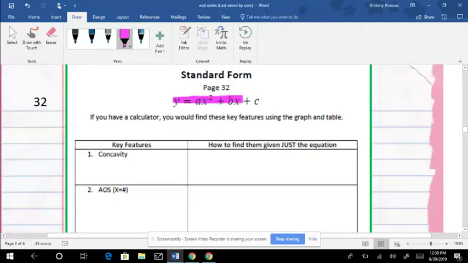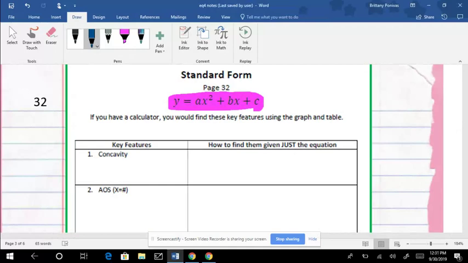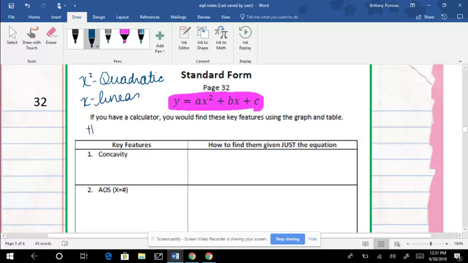So we have y equals ax squared plus bx plus c. And as I talked about on page 30, the x squared, that is your quadratic term. The x is your linear term. And the c term is just your number, which is your constant.